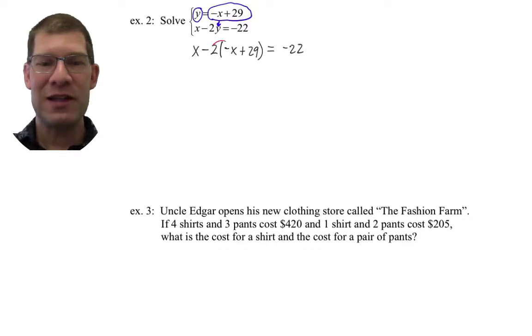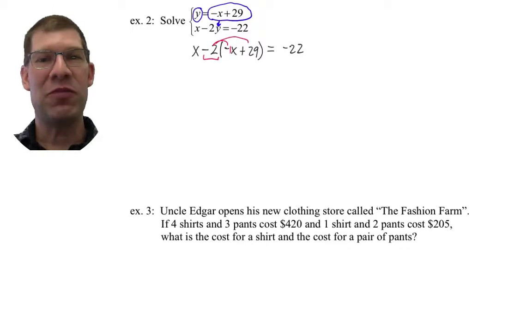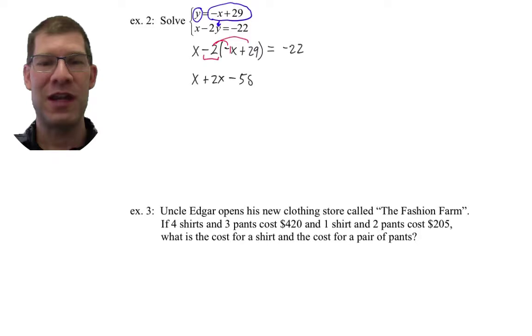And to do that, I'm going to distribute my negative 2 there. So it's a negative 2 times negative x. Sometimes that negative x messes people up. You can think of it as though it's a negative 1x. So I get an x, negative 2 times negative 1x gives me a positive 2x. Negative 2 times positive 29 will give me a negative number, that'd be 58, so negative 58, equals negative 22. Alright, I can combine like terms, so I have 3 x's minus 58 equals negative 22.